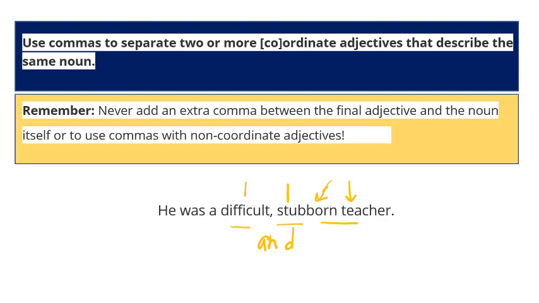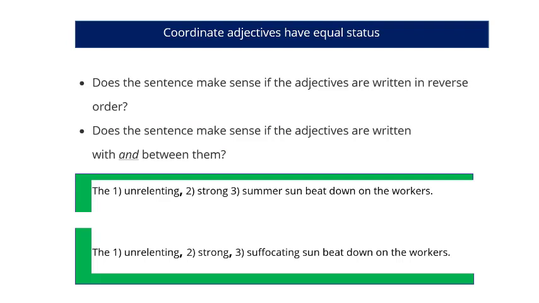And we can put the word "and" in between. Okay, so let's look at these examples. In the first one, we have "the unrelenting, strong summer sun beat down on the workers," and "strong, suffocating sun beat down on the workers." So one thing that you're going to notice is that we don't have a comma between "strong" and "summer," because we can see that there are two kinds of descriptive words. So they're not coordinate in this example.